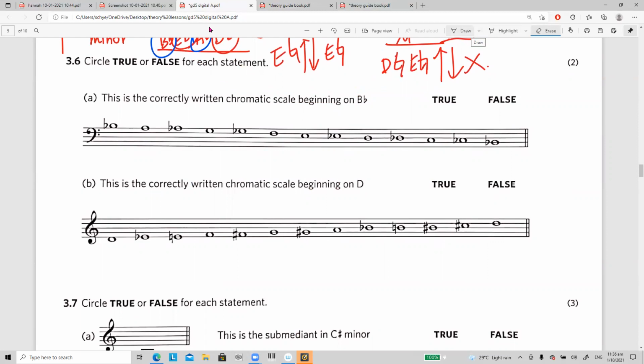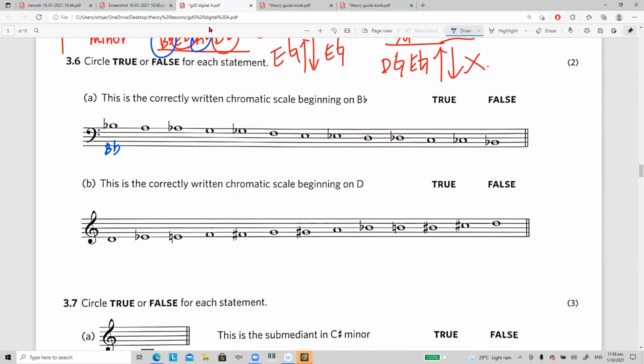Let's look at the chromatic scales. Chromatic scales means the notes must move step by step in chromatic movement. That means all the white and black keys must be covered. So for this question, you can write the letter name first.